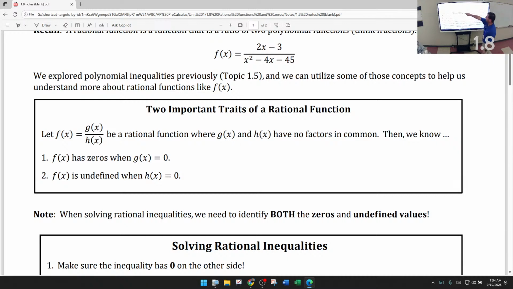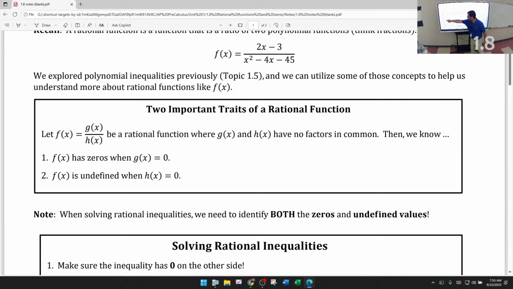We've explored polynomials previously in 1.5, and we can utilize some of those concepts to help us understand rational functions like f of x. So again, f of x is g of x over h of x, a polynomial over a polynomial. It's a rational function where g and h have no factors in common. We're going to have some that have factors in common. We'll talk about that later.